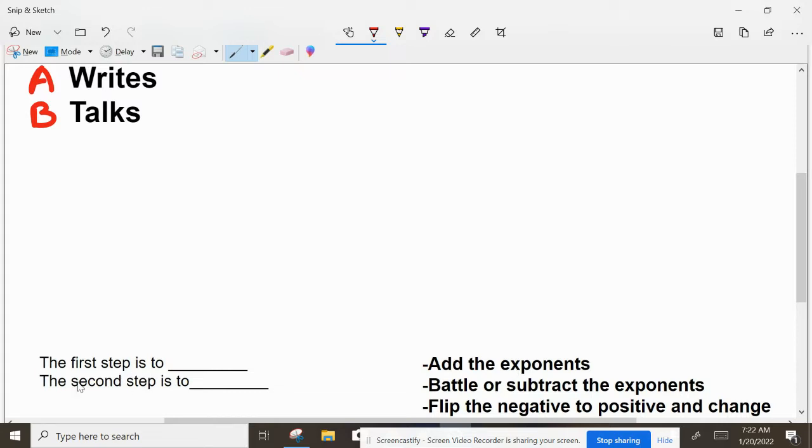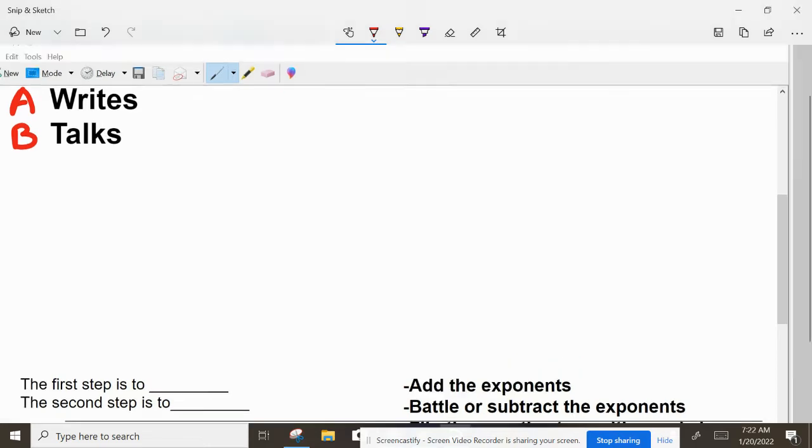If you need any help, the first step is to add the exponents, all right? First step is to battle or subtract the exponents. And then maybe the first or second step is to flip the negative to a positive, okay? Now, I'm going through probably the more challenging questions that you're going to see. Hopefully, you're getting a better idea of these certain types of problems. First problem, A writes, B talks. Here we go. Let's get started.